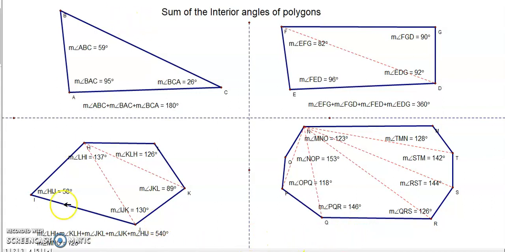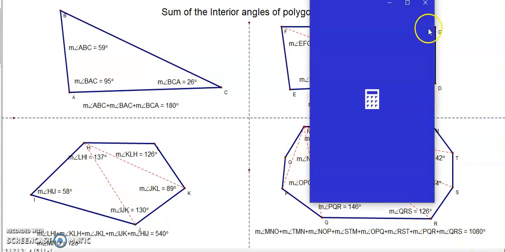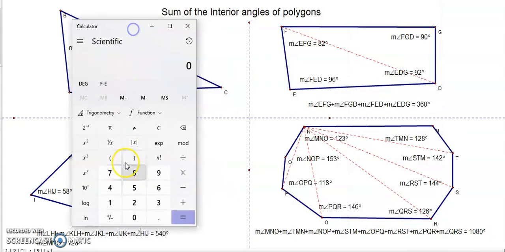So let's figure that out. When adding up all the sides, we get 1080, which is 6 times 180. I can show you on the calculator. So it's 6 times 180, because there are 6 triangles inside the octagon. So that's the sum of the interior angles. If you add up all these angles, they add up to 1080.